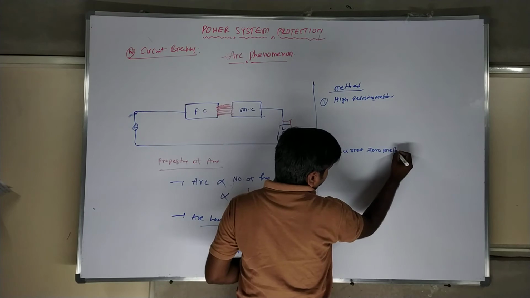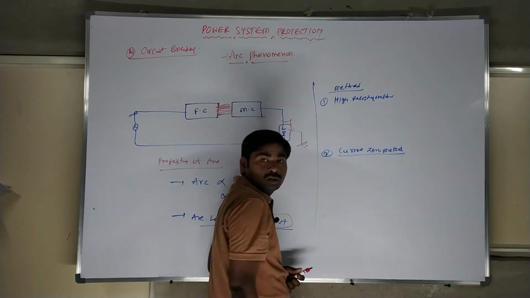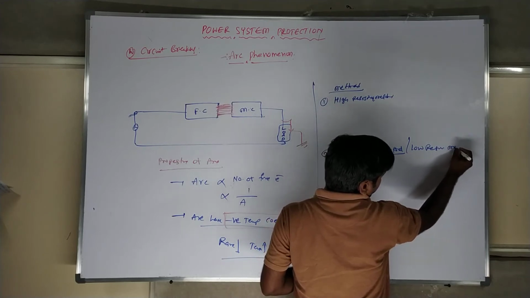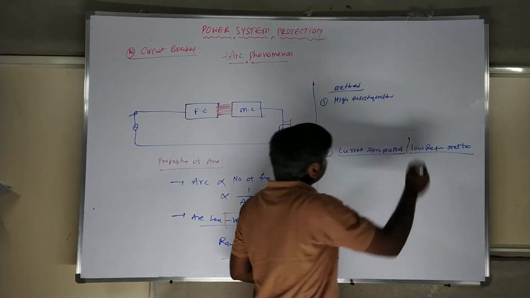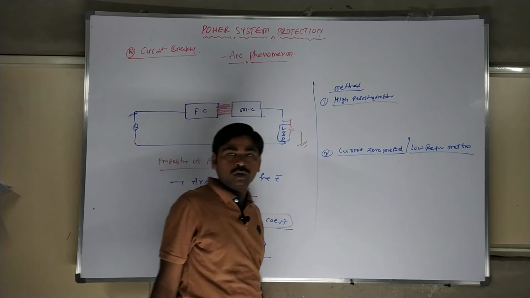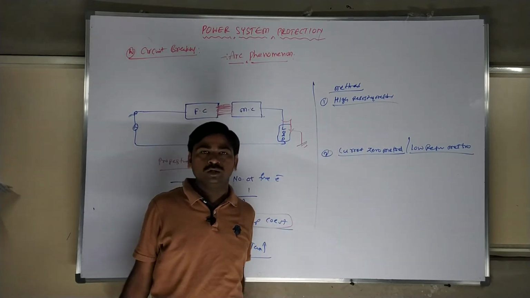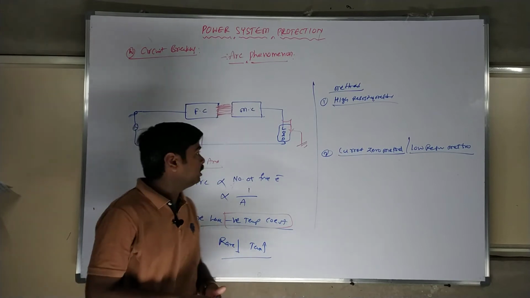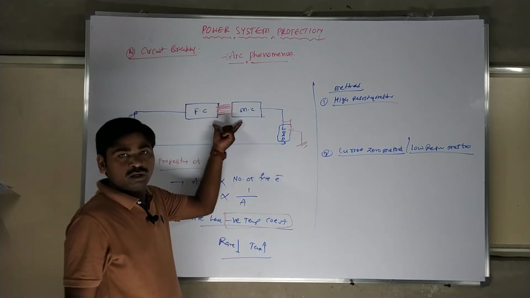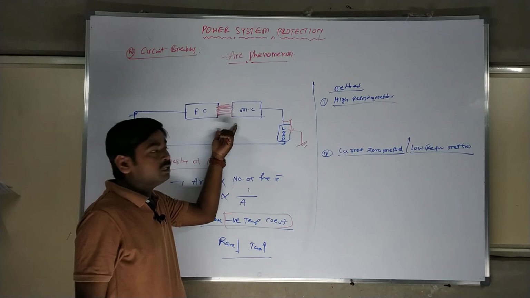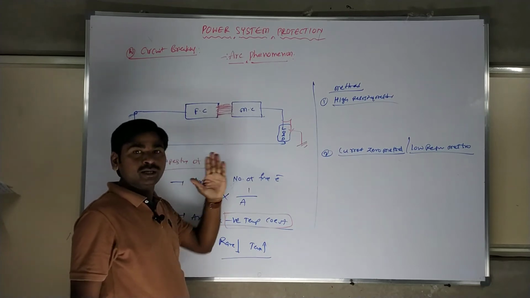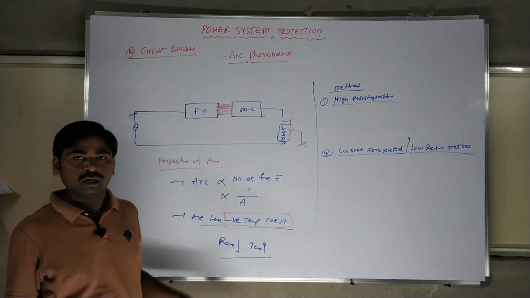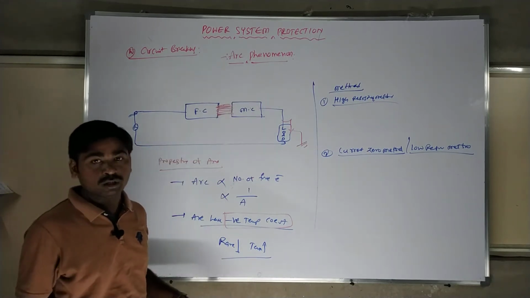Current zero method. This current zero method is also called the low resistance method. Two methods we are having: the high resistance method and the low resistance method. The low resistance method is also called the current zero method. High resistance method means we have to provide fixed contacts and moving contacts, in between which the arc takes place. You have to increase the resistance of the arc. Automatically the arcing current will go down. So that's the high resistance method.